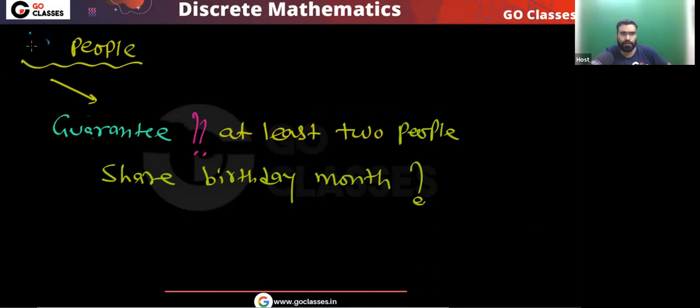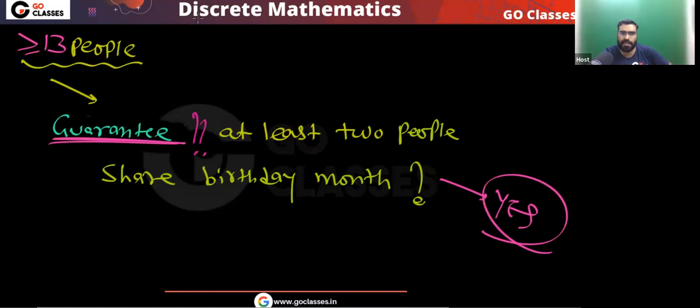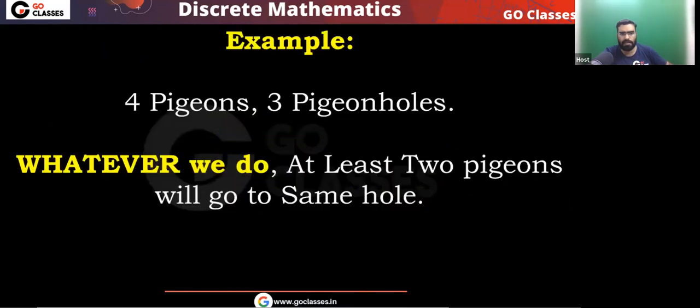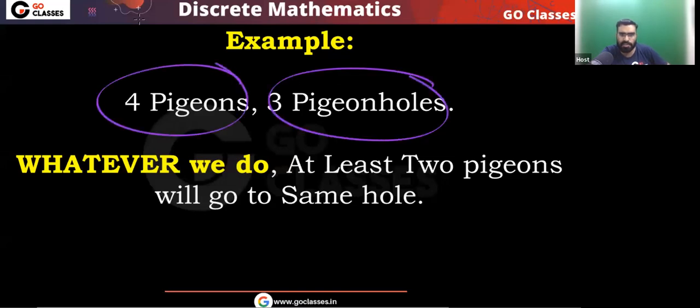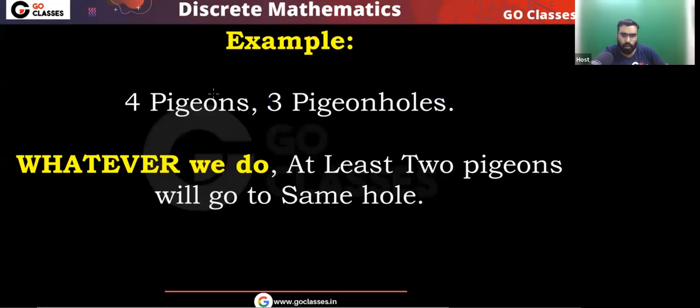So very simple. If you have greater than or equal to 13 people, then I can guarantee that this will definitely happen. Let's see this. If you have more pigeons and fewer pigeonholes, the number of pigeons can be 4, 5, 6, 7, 8, 100. Number of pigeons can be more. Then whatever you do, at least two pigeons will go to the same hole.